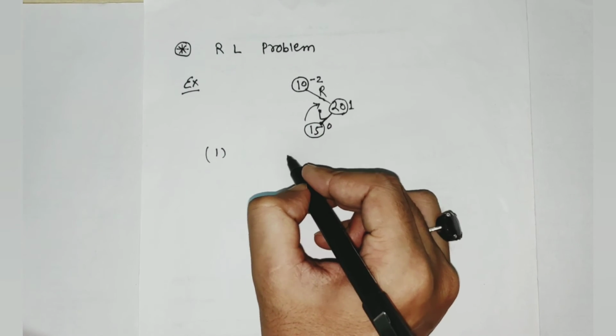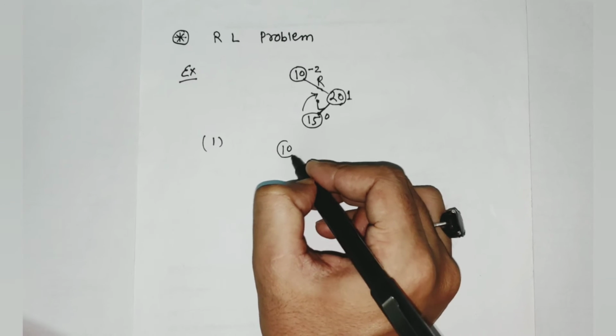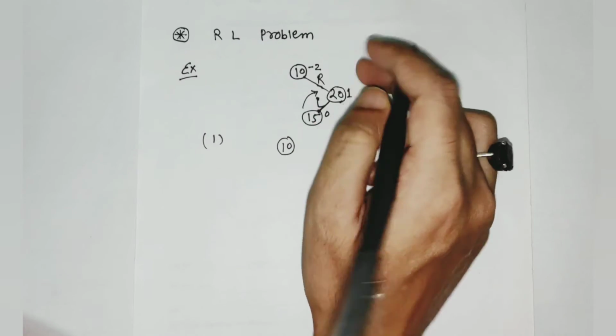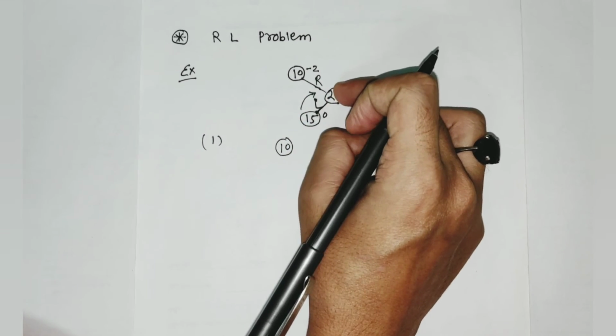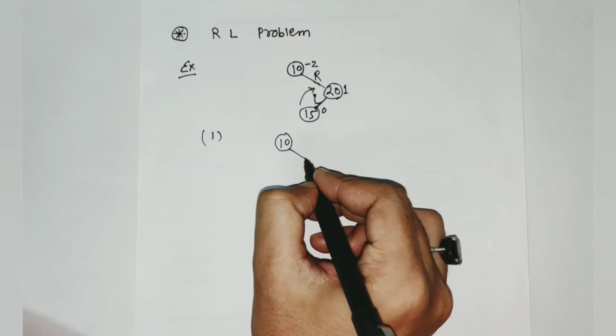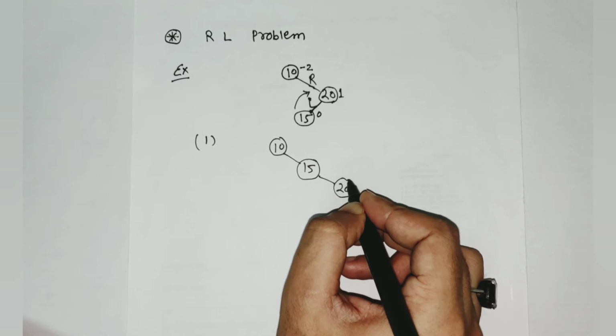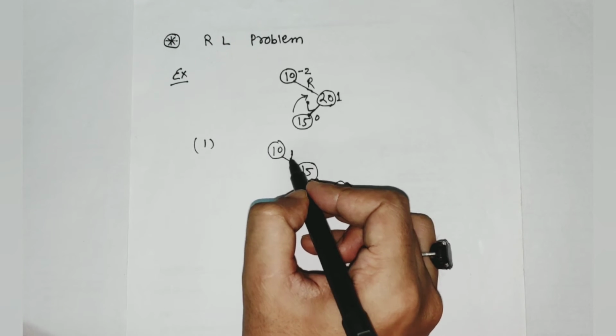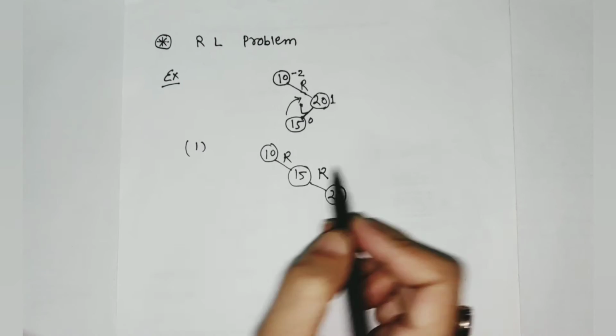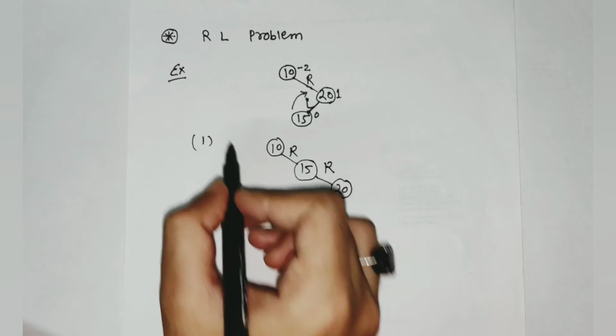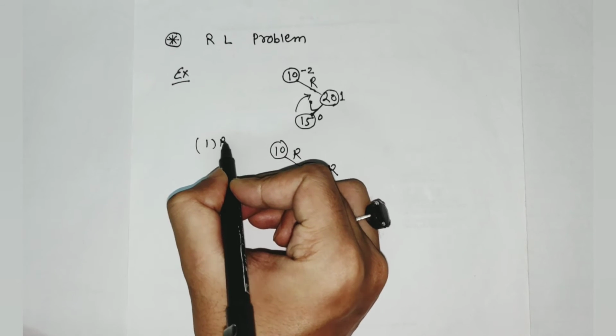So we will make 10 as the root node only. After that we will move 15 upwards. So 20 will come down. So 15 will be here. After that 20. Now if you see, now it is RR problem. So we have converted this problem to RR problem by making a right rotation.